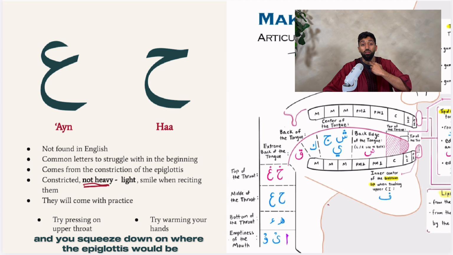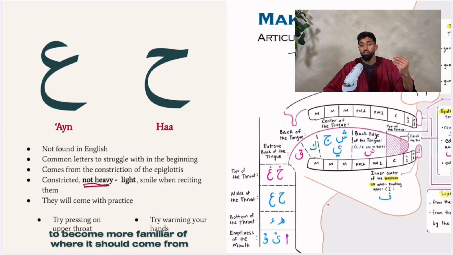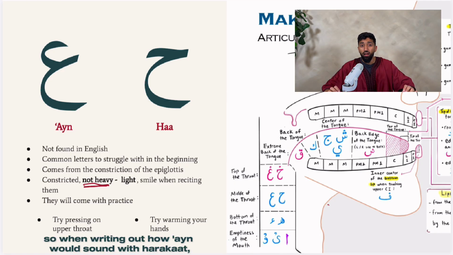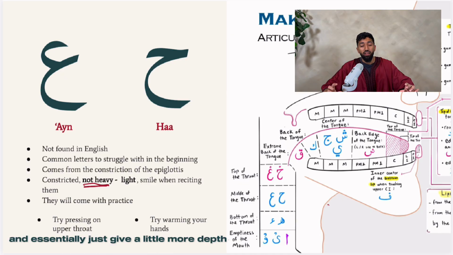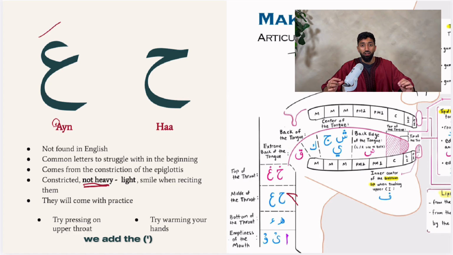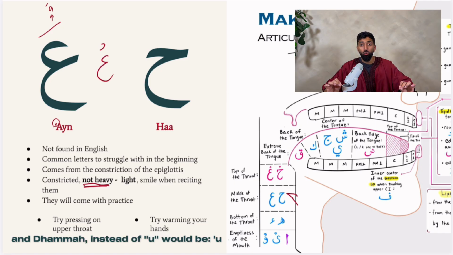For the Ain, you can try pressing here kind of in the middle of your throat, and you squeeze down on where the epiglottis would be, and you get that sound, to become more familiar of where it should come from. So when writing out how Ain would sound with harakat, with fatha, dhamma, kasra, it's written usually just with an apostrophe, and essentially just give a little more depth to the vowel sound. So instead of saying the fatha sound, which is a, we add the a sound. So Ain fatha a, and dhamma instead of u would be u, and kasra instead of I would be I.